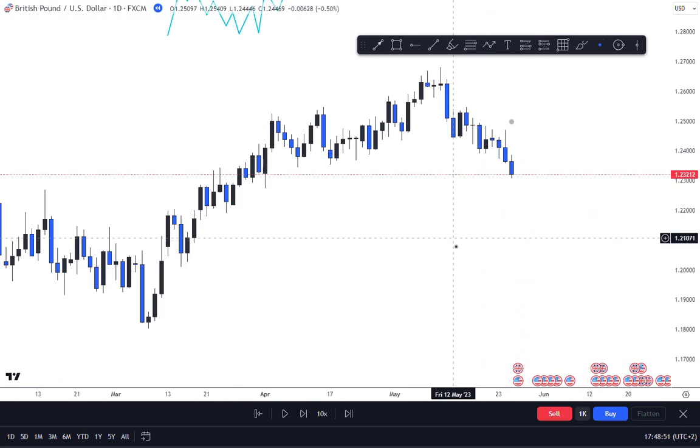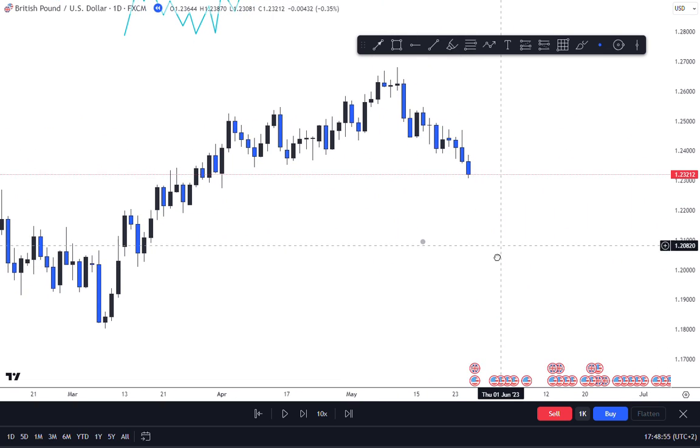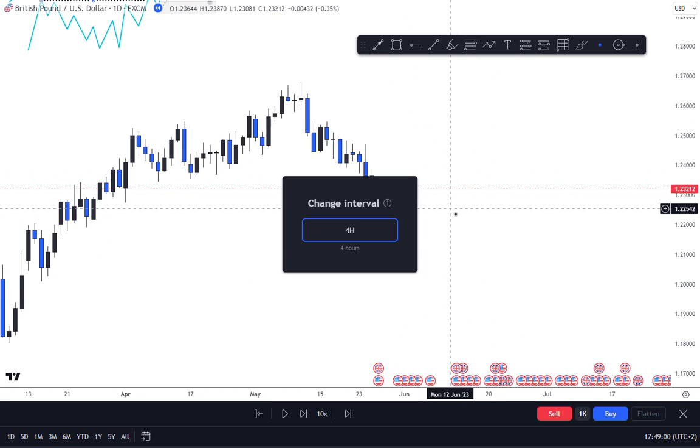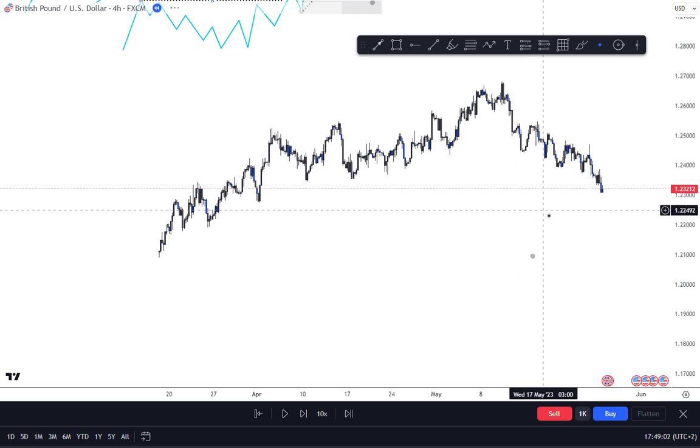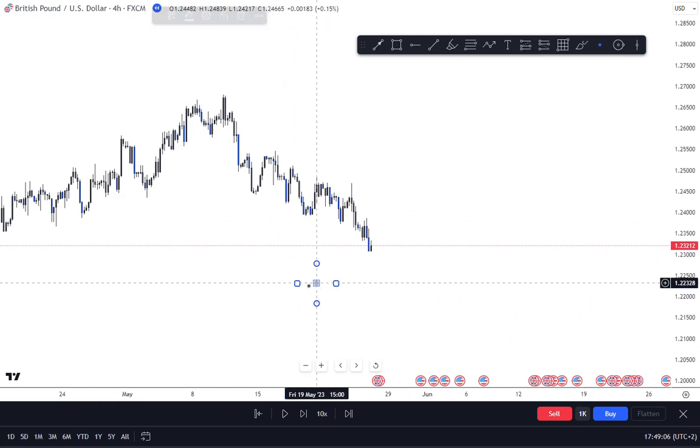So we'll be using GBP USD. First things first, we'll be using GBP USD. So here we are. Let me just go to the 4-hour time frame, as I use the 4-hour time frame as my higher time frame, guys. So here we are on GBP USD.